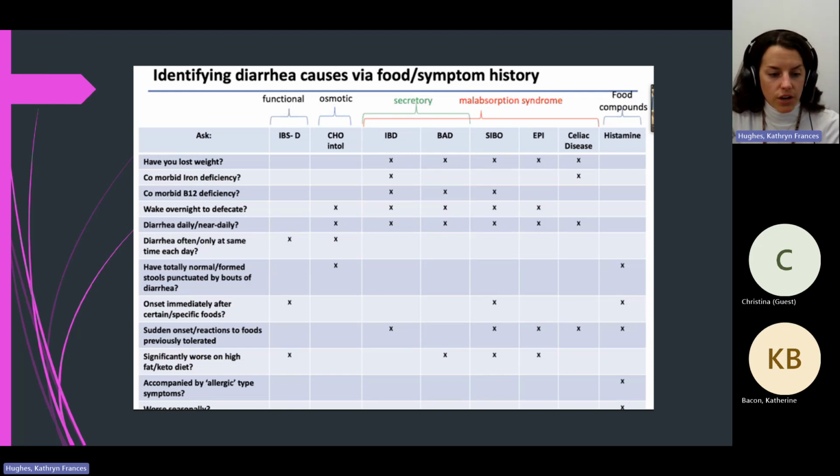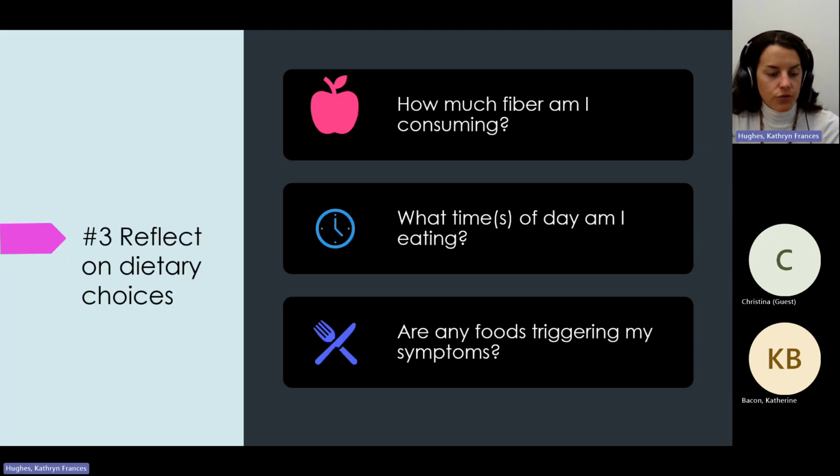So that's what we use on our end, but just know that there's different issues such as irritable bowel disease, small intestinal bacterial overgrowth, pancreatic insufficiency, carbohydrate intolerance, etc. So then, of course, when we do those food diaries, whether it's in our head or on paper, we want to reflect on our dietary choices, such as how much fiber we're consuming, the times in which you're eating, and the speed in which you're eating. And lastly, is it truly a food that's triggering any symptoms?